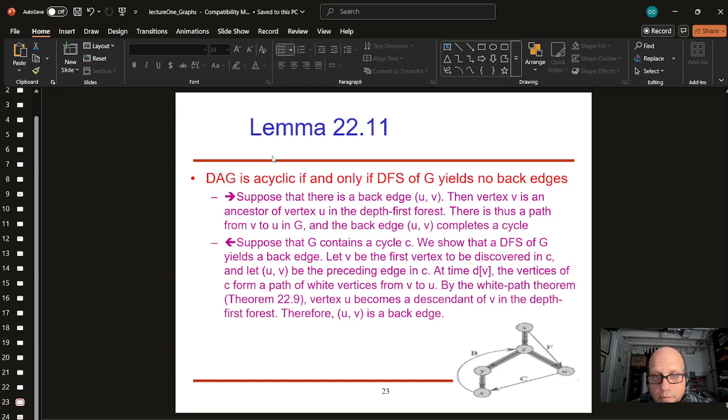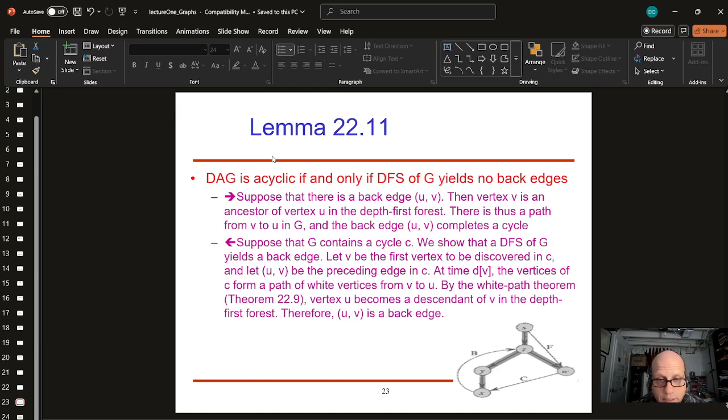So, acyclic graph: this is the case where a depth first search of G yields no back edges. Suppose there could be a back edge (u, v), where the vertex v is an ancestor of vertex u in a depth first forest. Then there's a path from v to u in G, and the back edge (u, v) would complete a cycle.